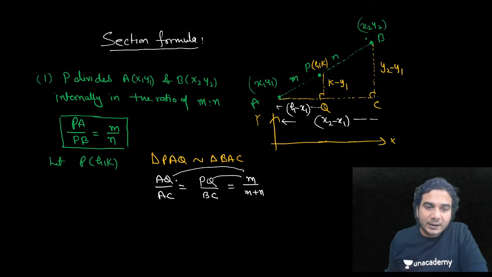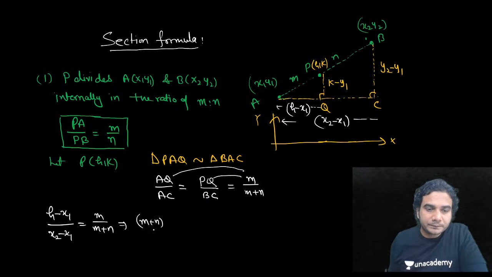Okay, so let's take AQ upon AC. So we'll get X coordinate. So that is H minus X1 divided by X2 minus X1, this is AQ, this is AC, is equal to M upon M plus N. So let's separate H, cross multiply. So it is going to be M plus N into H minus M plus N into X1 is equal to MX2 minus MX1. All right.